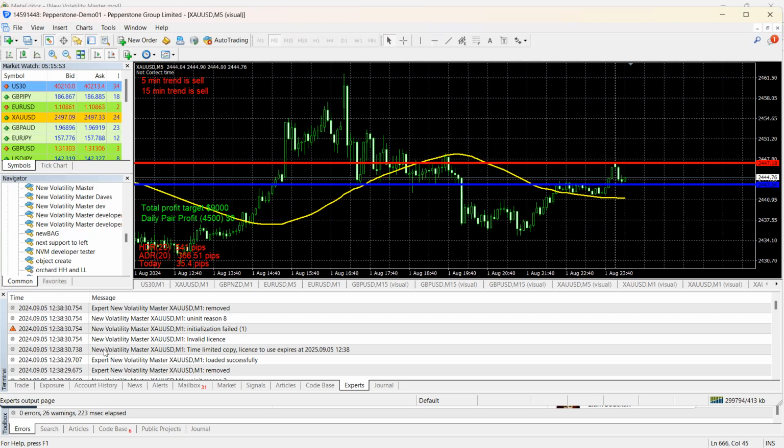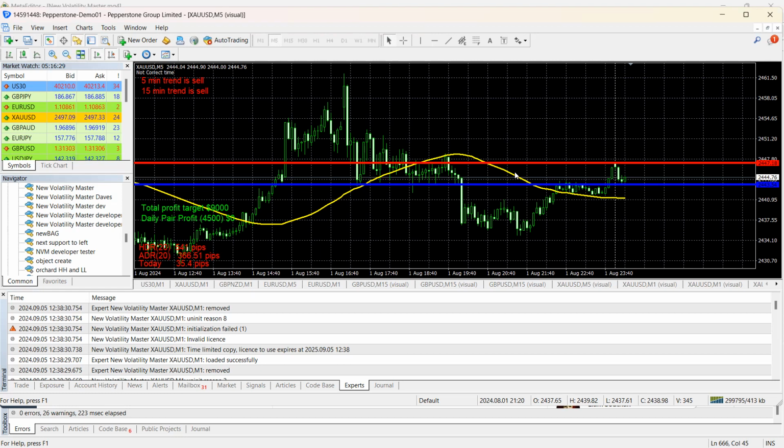So, for example, here I've loaded new Volatility Master onto the gold pair on the 1 minute time frame, and it's telling me when this software is going to expire. So that's a way for you to know when your software subscription is expiring as well. Also, when your software does expire, it's going to come up in really big red letters, software expired, so you will know. And when that happens, it won't take out any more trades.